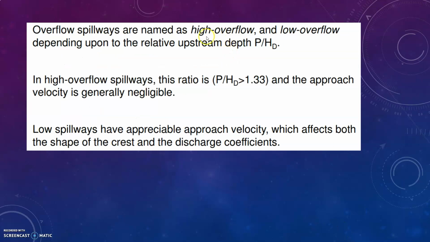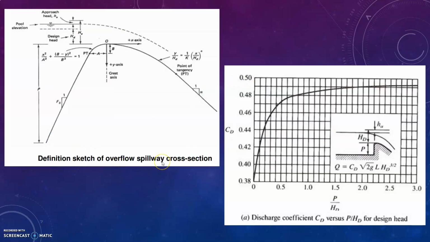Overflow spillways are named high overflow and low overflow depending upon the relative upstream depth, that is P divided by HT. In high overflow spillways, this ratio P divided by HT is greater than 1.33 and the approach velocity is generally negligible. Low spillways have appreciable approach velocity which affects both the shape of the crest and the discharge coefficients.